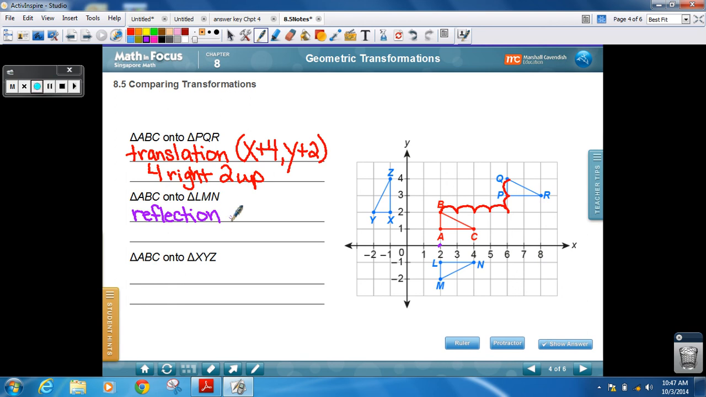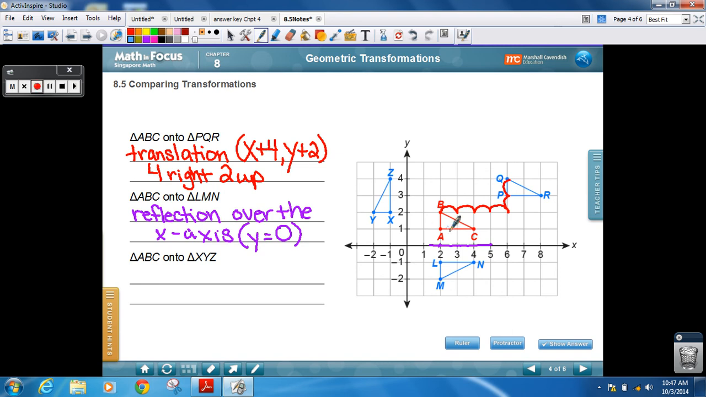It's a reflection over the, and they're both equal distance from the x-axis this time. So it's over the x-axis. Remember, the x-axis is also known as y equals 0. So either one over the y equals 0 line or the x-axis would be correct.